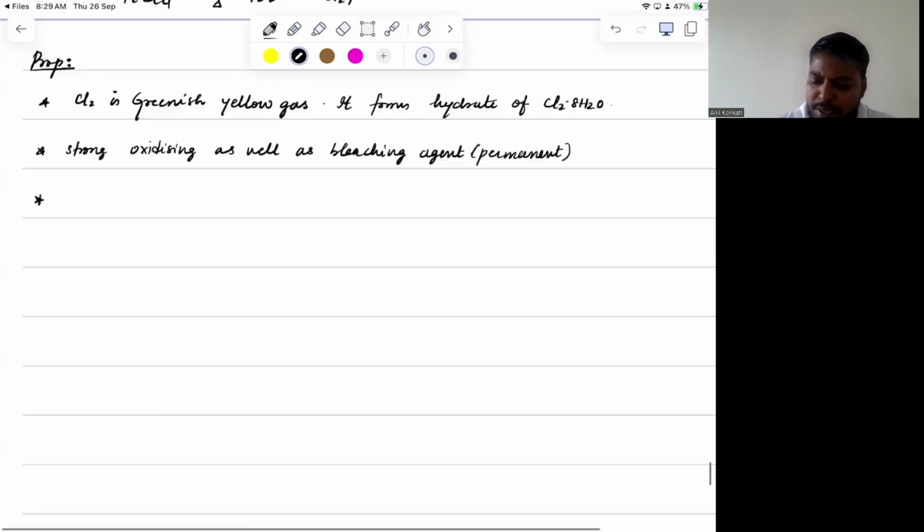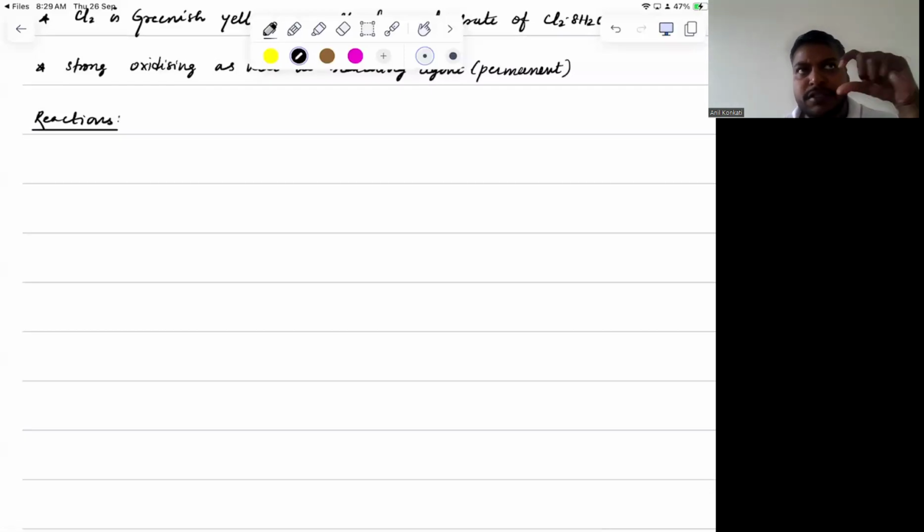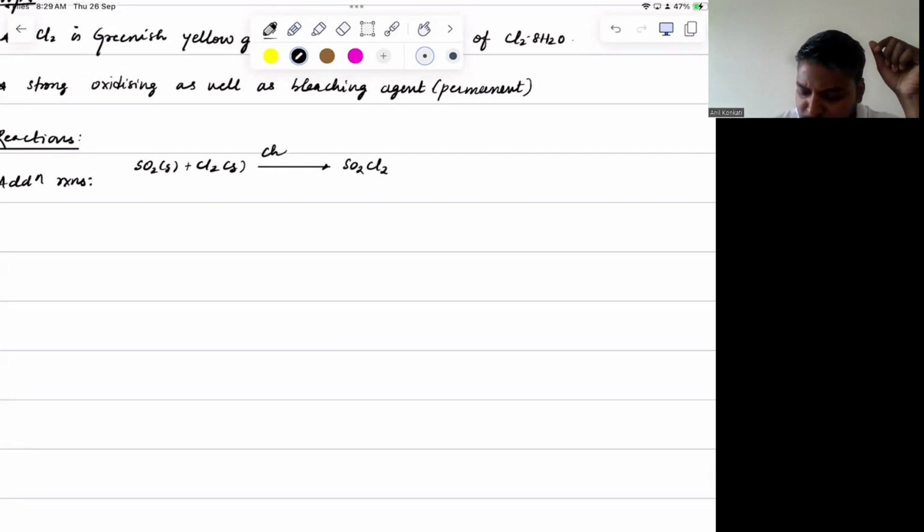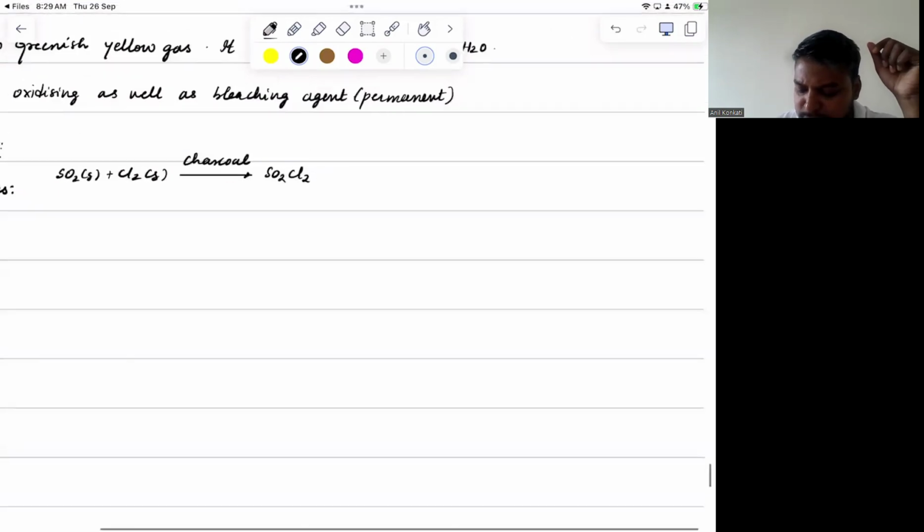Next, if you note down the reactions where chlorine can undergo reactions, we'll see. First is about addition reactions. What are various addition reactions it will go through? So you can see SO2 gas, if you treat with Cl2 gas, it will become SO2Cl2, sulfuryl chloride. Here we require charcoal to catalyze this.